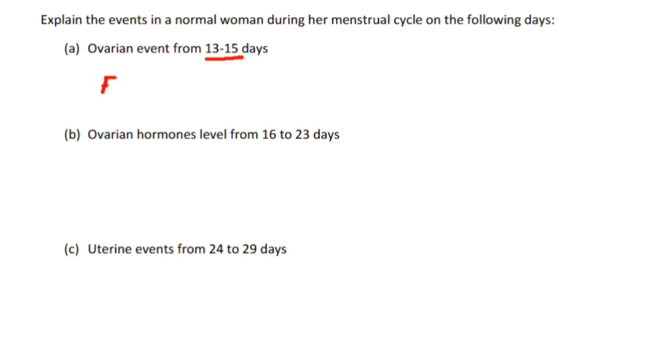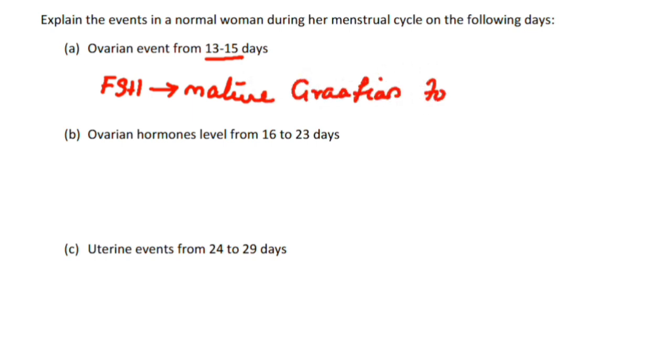So, you know that FSH is stimulating the follicles to develop into mature Graafian follicle, and at the end of this, that is during ovulation, the LH surge happens, which will lead to the breakdown of this Graafian follicle to release ovum, that is ovulation.